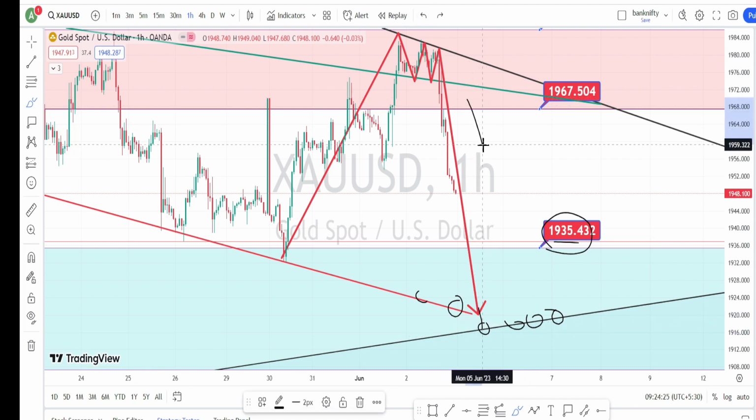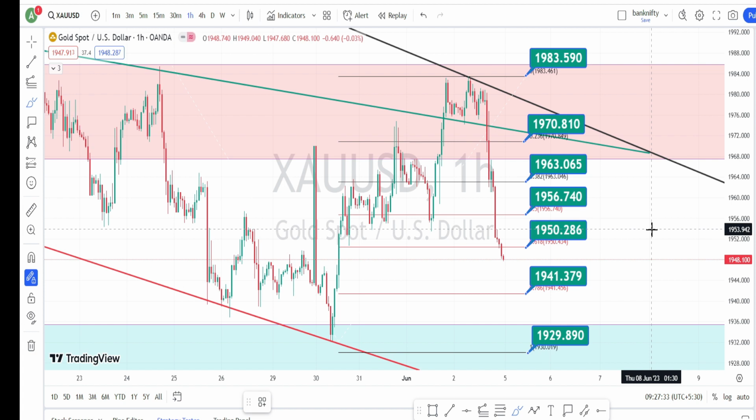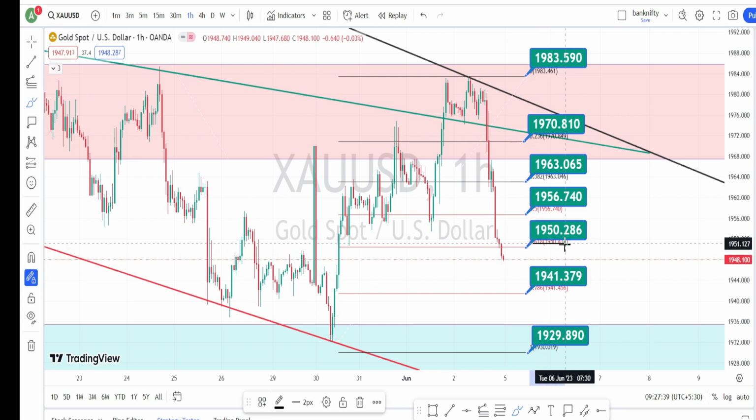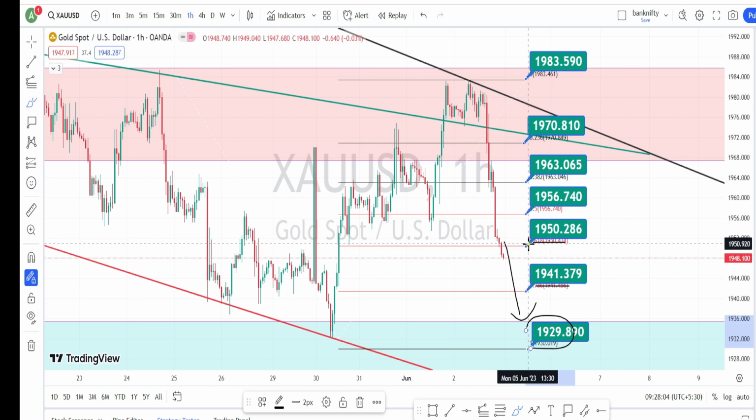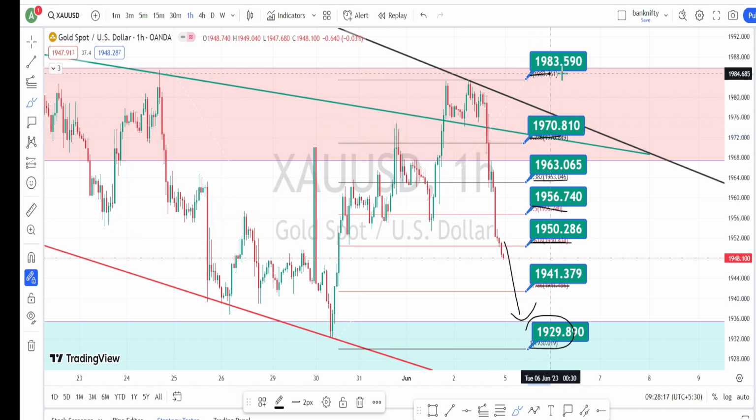So for now, the trend of the price action in hourly time frame is in a bearish trend or in a bearish side retracement. So when we look at the support and resistance levels for hourly time frame, currently the price action is trading between the resistance level of 1950 and support level of 1941. Once the price action breaks the support level of 1941, next level of support is going to be around 1935 and 1930 on the bearish side. And on the bullish side, if the price action breaks the current resistance level of 1950, next level of resistance is going to be around 1956, 1963, 1970 and 1983.